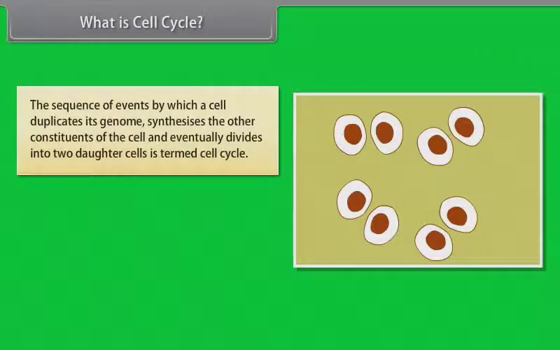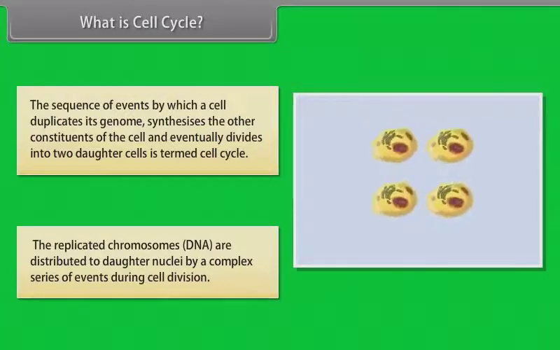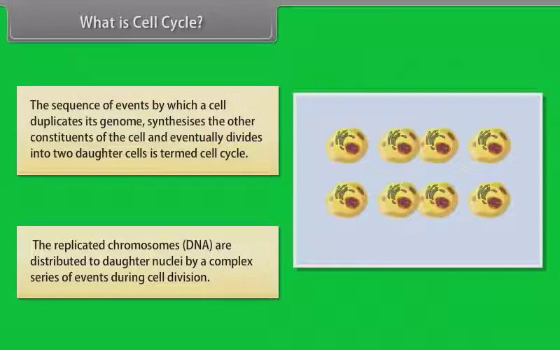The sequence of events by which a cell duplicates its genome, synthesizes the other constituents of the cell, and eventually divides into new daughter cells is termed the cell cycle. You will be surprised to know that the replicated chromosomes, DNA, are distributed to daughter nuclei by a complex series of events during cell division. Now let us know about the phases of cell cycle.